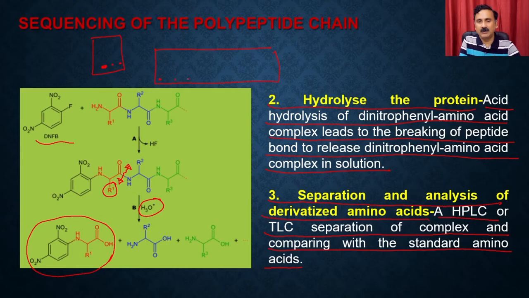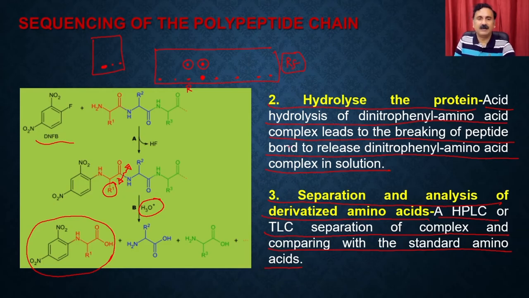You can run all the 20 amino acids. You can make all the 20 amino acids as DFNB complexes, run them, and also run the unknown sample, right? Suppose the unknown sample goes to a spot here, and suppose this is arginine. If it goes to this spot, then you can say that this is arginine, or you can calculate the Rf value of your unknown sample. Since you know the Rf values of all the other amino acid complexes, you can identify this. The other approach is that you can do HPLC and calculate the retention values.